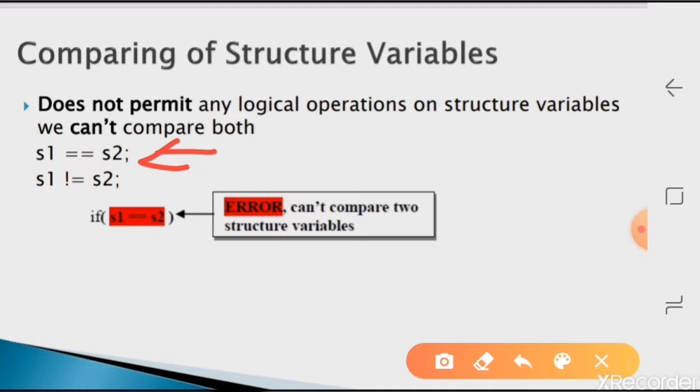Whenever you try to compare one structure variable with another, it's not allowed. Any logical operations, such as comparison, left shift or right shift, are not permitted on these. If I try s1 equal to s2 inside an if condition and then perform some action, the system will throw an error saying you can't compare structure variables.